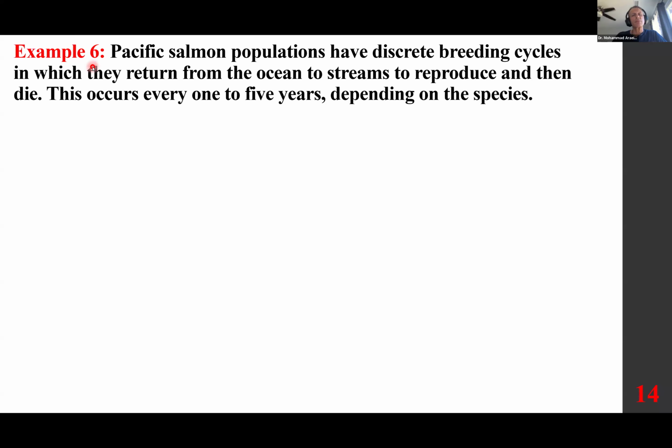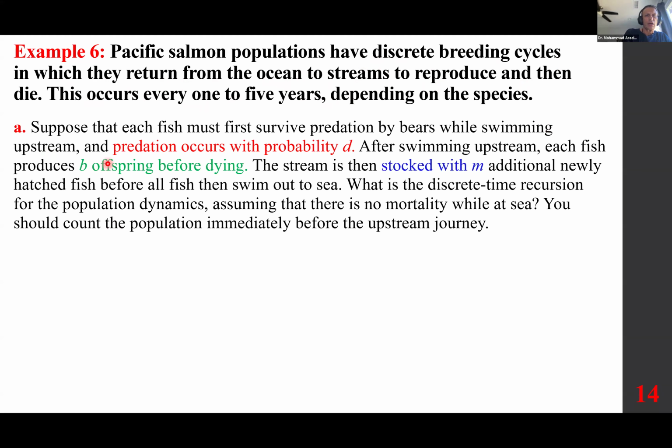Here's example 6. Pacific salmon populations have discrete breeding cycles in which they return from the ocean to streams to reproduce and then die. This occurs every 1 to 5 years, depending on the species. Then it explains how it happens.